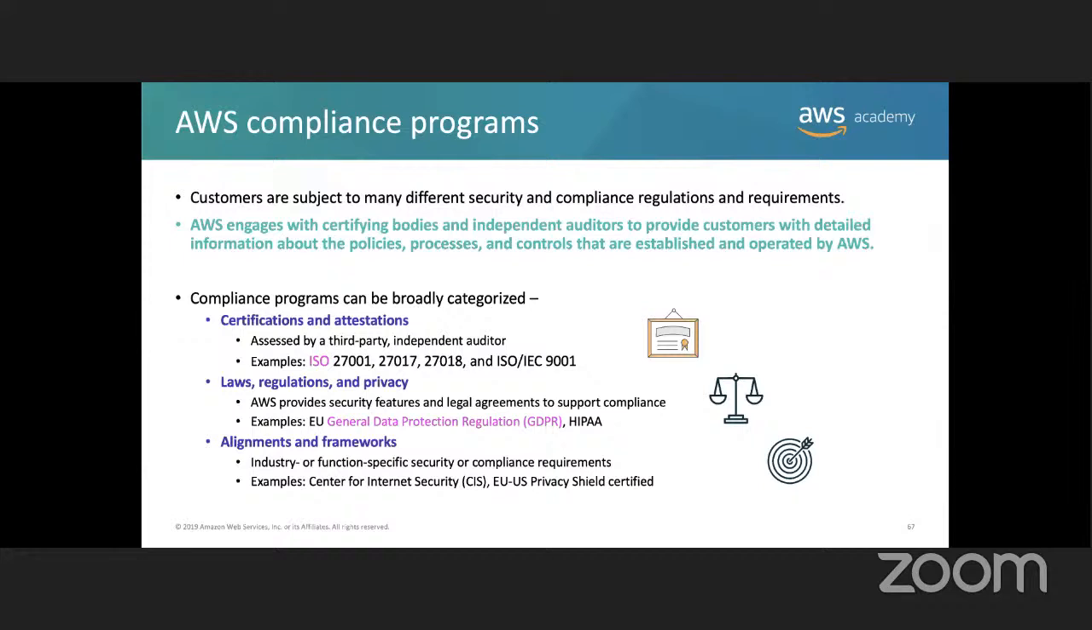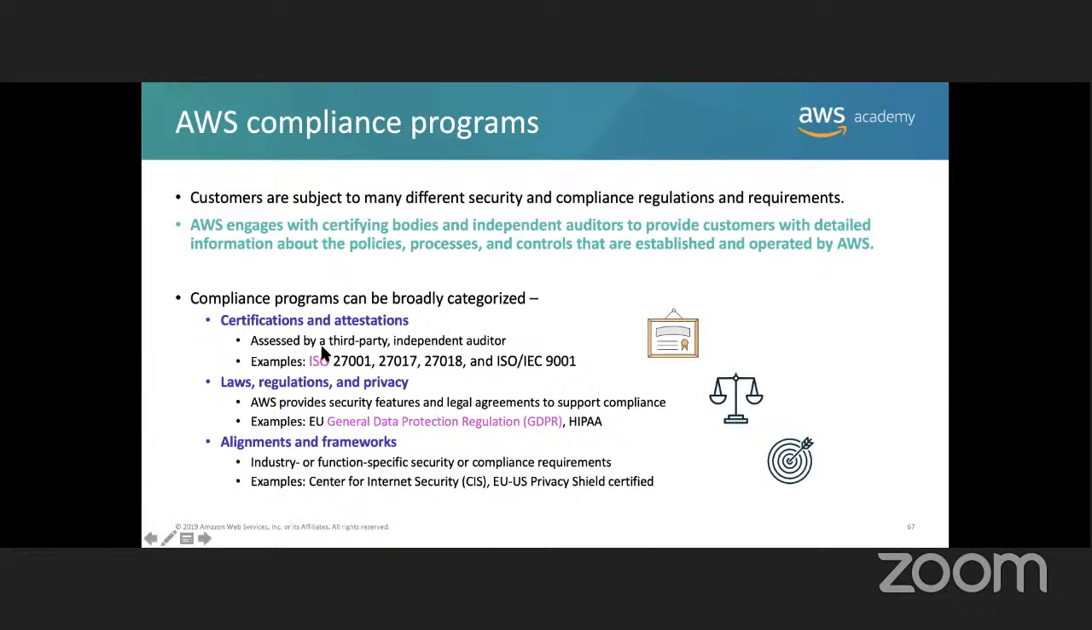AWS engages with certifying bodies and independent auditors to provide customers with detailed information about the policies, processes, and controls that are established and operated by AWS. Guys, this is just information for you to understand that just like you have to be compliant as a customer, AWS has to be compliant with other organizations. AWS is also audited. They inspect AWS to make sure that they are in compliance.